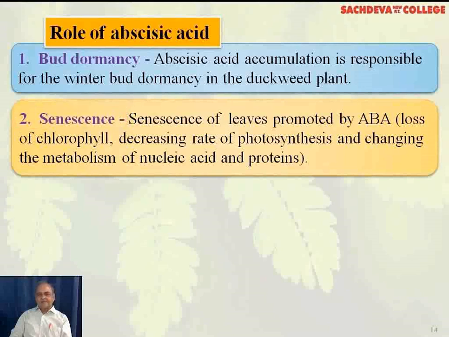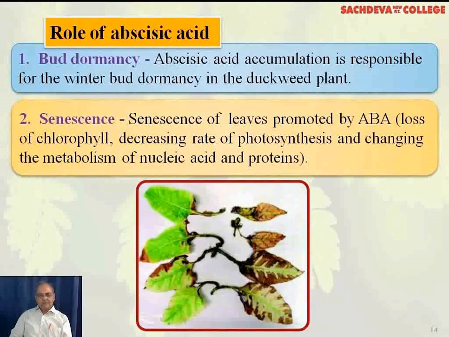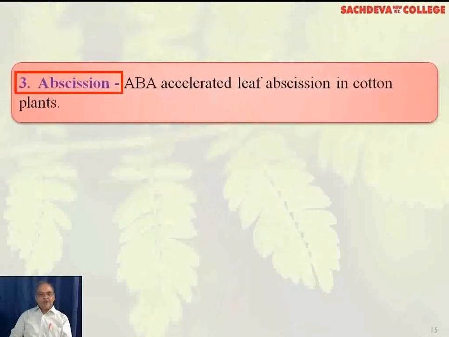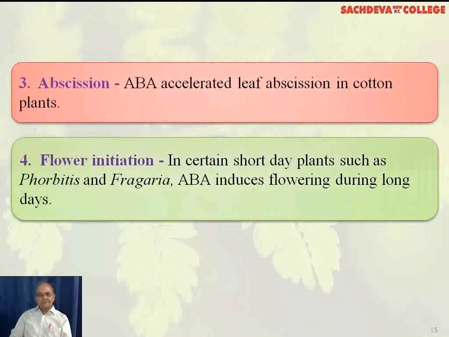Senescence. Senescence of leaf is promoted by ABA, that is the loss of chlorophyll, decreasing rate of photosynthesis, and changing the metabolism of nucleic acid and proteins. That is accelerating the senescence. Abscission. ABA accelerates leaf abscission in cotton plants. Flower initiation. In certain short-day plants such as Perilla and Fragaria, ABA induces flowering during long days.